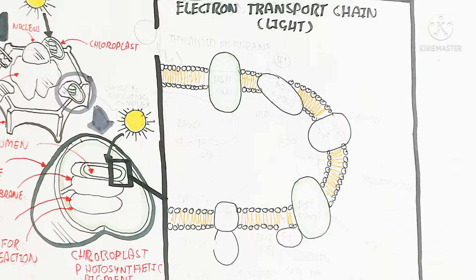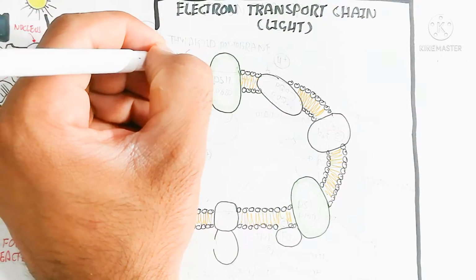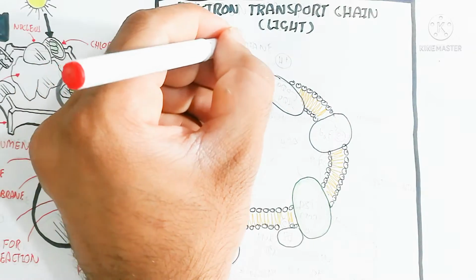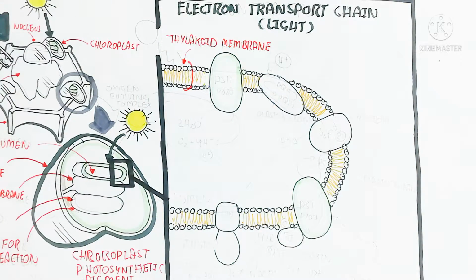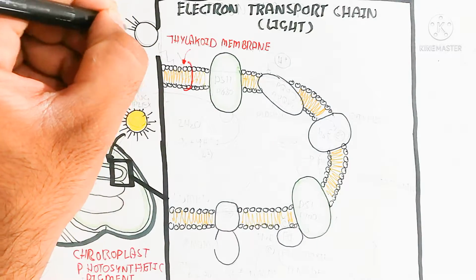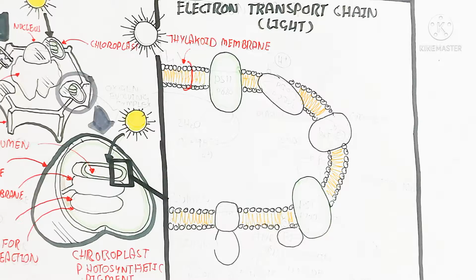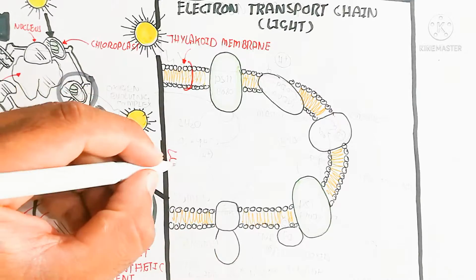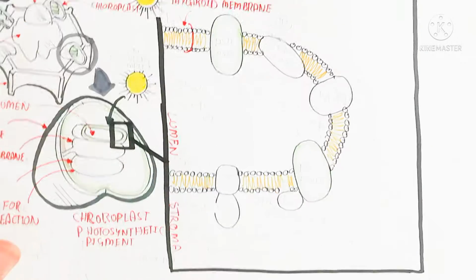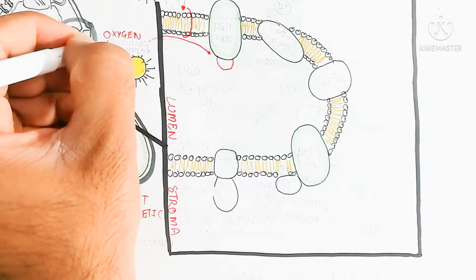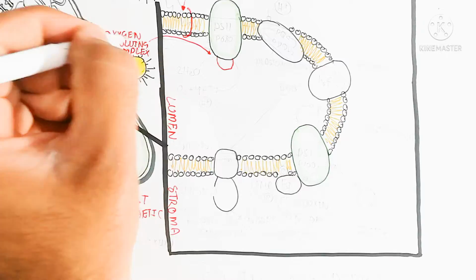So the light falls on photosystem 2, which is contained in the thylakoid membrane. Photosystem 2 contains many complexes, basically the antenna complex. The antenna complex contains the primary electron acceptor, and photosystem 2 contains pigment absorbing light at 680 nanometers. Here is the lumen and this is the stroma. This is the thylakoid membrane. And this is the oxygen evolving complex.